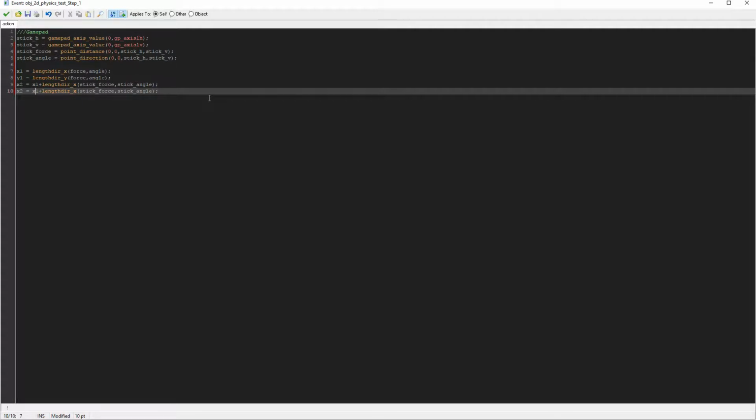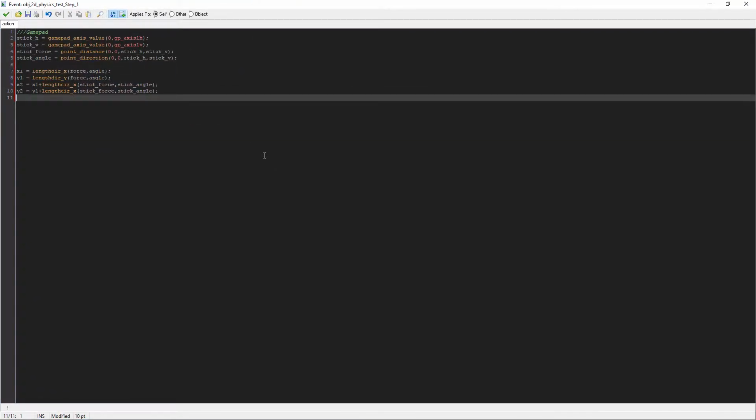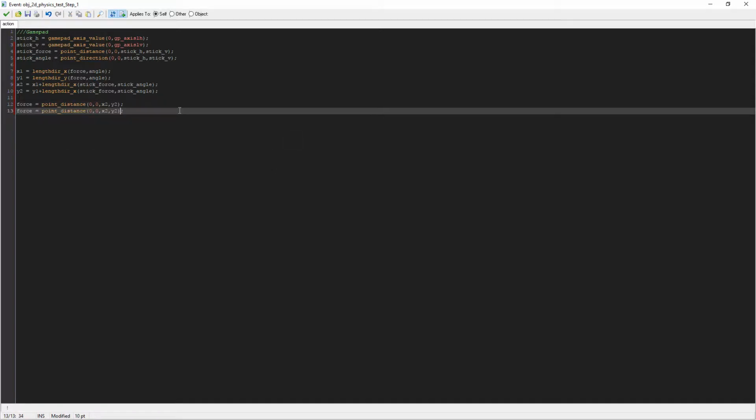Do the same for Y. And now force equals point distance from 0, 0, x2, y2, and angle.